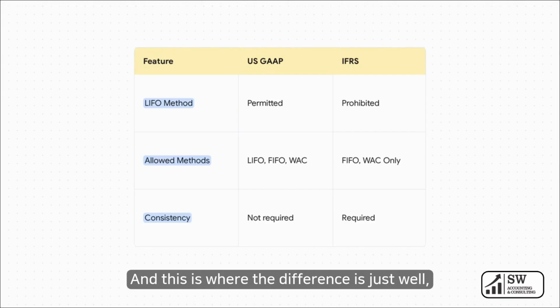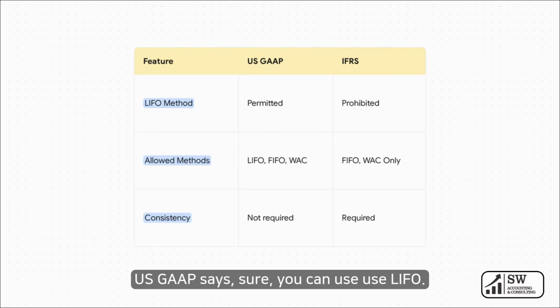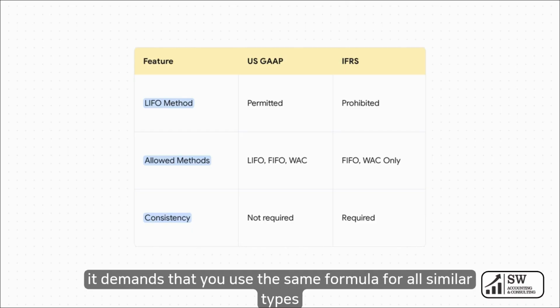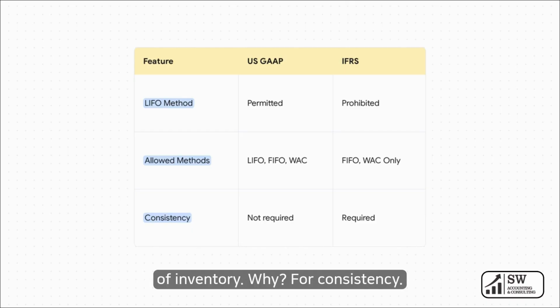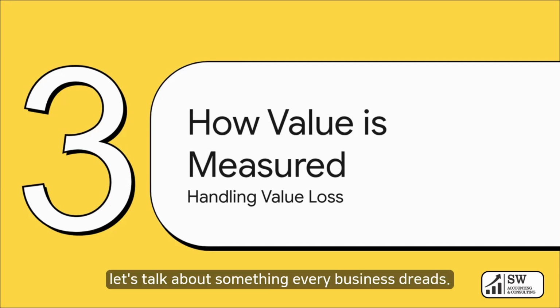And this is where the difference is just, well, black and white. US GAAP says, sure, you can use LIFO, but IFRS says absolutely not. It is explicitly banned. This is a massive split. IFRS makes companies stick to either FIFO, first in, first out, or a weighted average method. Plus, it demands that you use the same formula for all similar types of inventory. Why? For consistency.